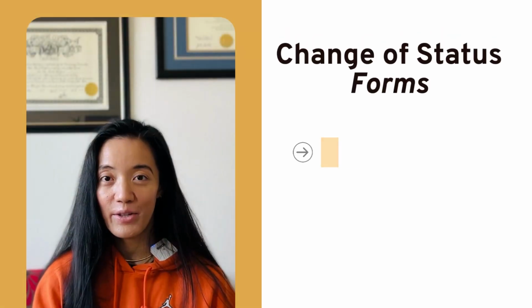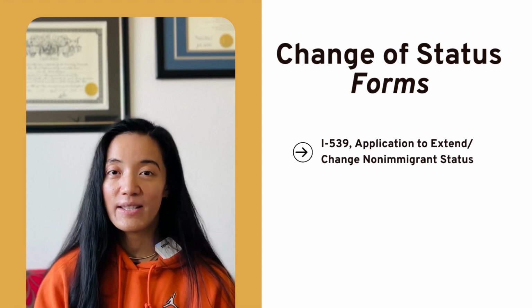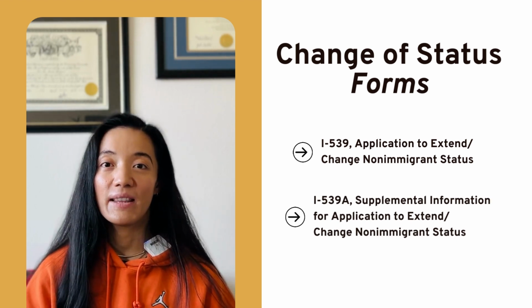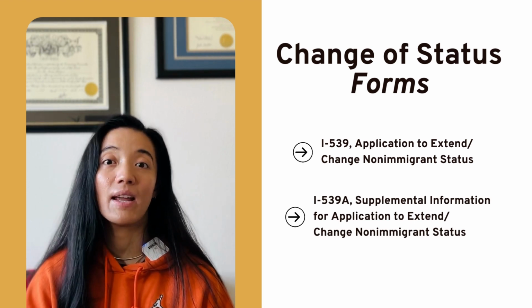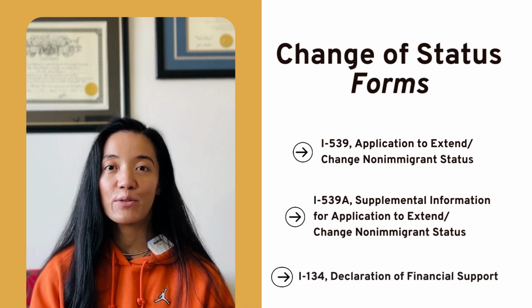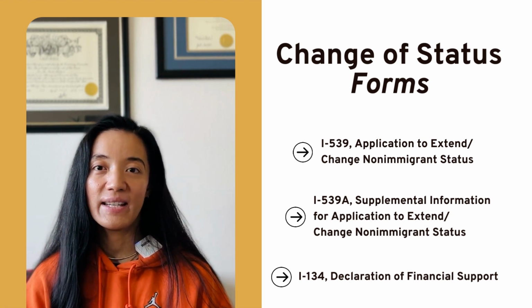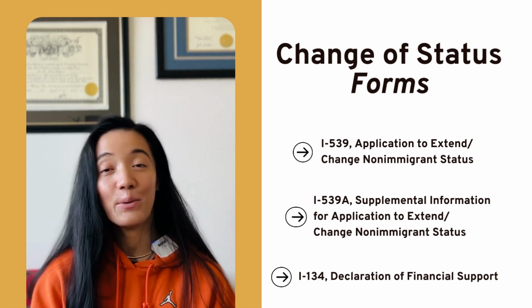Now, the forms that you will need for the change of status application include the I-539 for the principal applicant, which is the application to change non-immigrant status, as well as the I-539A for each dependent that you have, so a spouse or a minor child who entered the US the same time and on the same status as you, and the I-134 Declaration of Financial Support if you will be using a US citizen or permanent resident financial sponsor who is willing to support your stay and studies in the US.